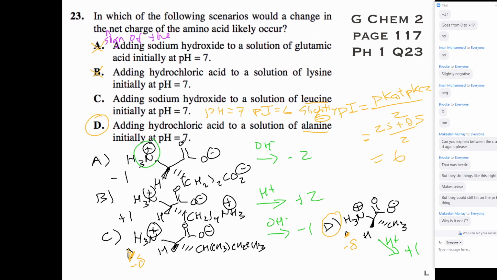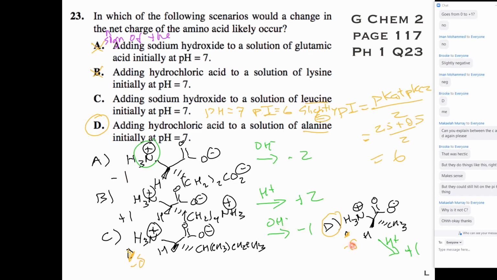So why is it not C? Because in C, we start off again with the pI being 6, pH being 7. So it starts out ever so slightly negative. So I go from slightly negative, and when I add base, it becomes fully negative. So I'm going from negative to negative in A, positive to positive in B, negative to negative in C. But in D, you're going from negative to positive.